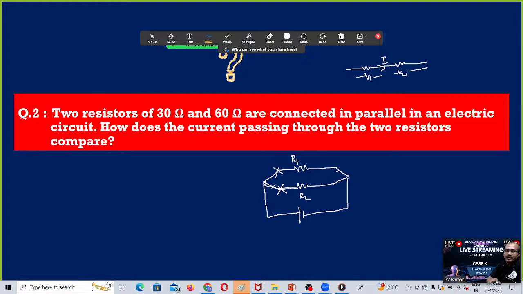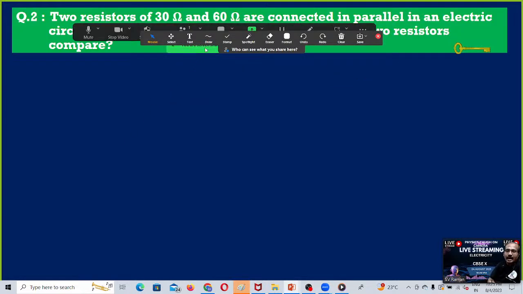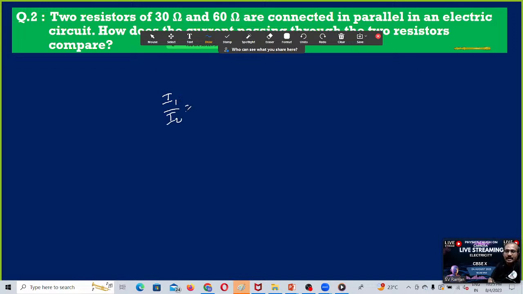Now coming to the second question. Again the same kind of question, but the values are different now. Probably the student can guess very easily. I1 by I2 is equal to R2 by R1, the formula we derived before, which is 60 by 30. Again 2:1 is the answer. Fine. Next.